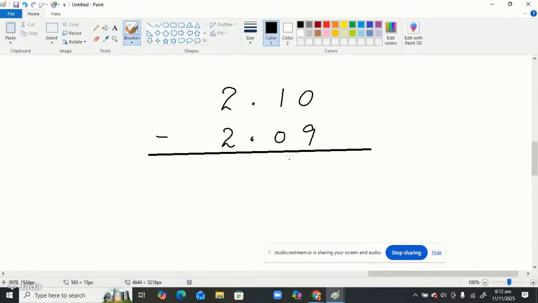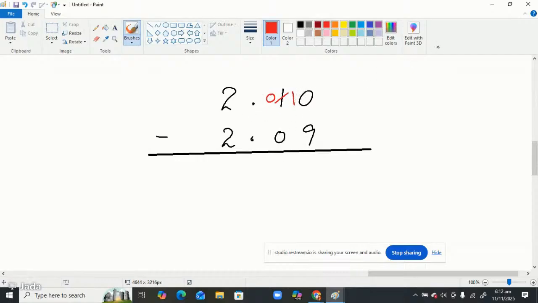So 0 out of 9 is possible? Everyone now tell me the answer of this. Hurry up. Solve it, everyone. Just tell me the answer of this. 0 out of 9 is possible? No. So we borrow from the 1. This 1 becomes 0. And this 0 becomes 10.